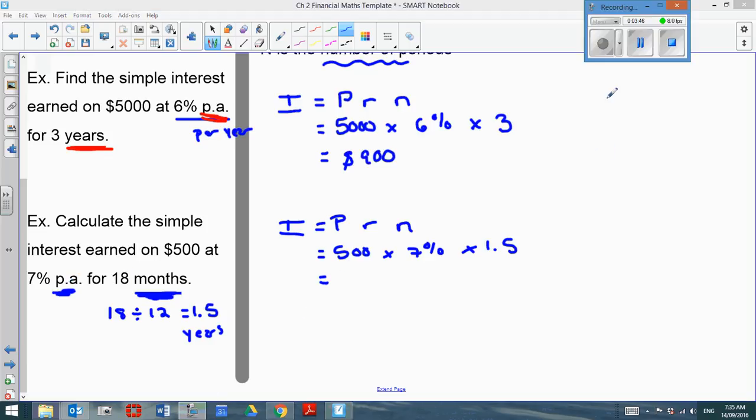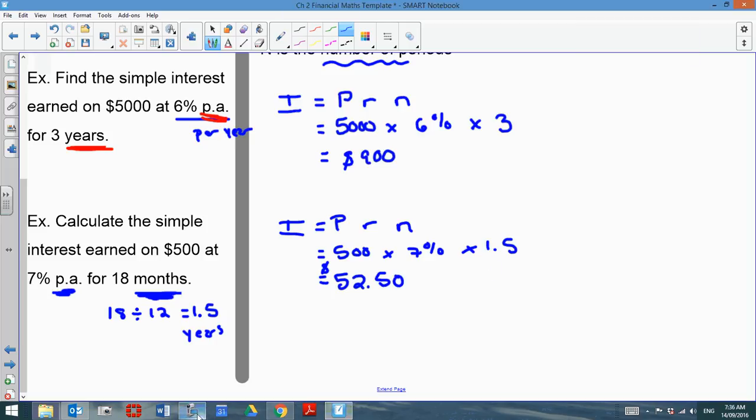So go ahead and pause here. Let's figure out how much interest. For this example, we would earn $52.50.